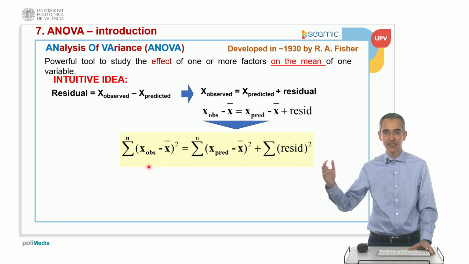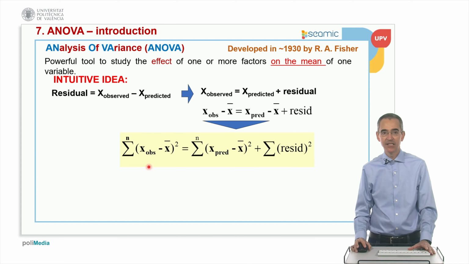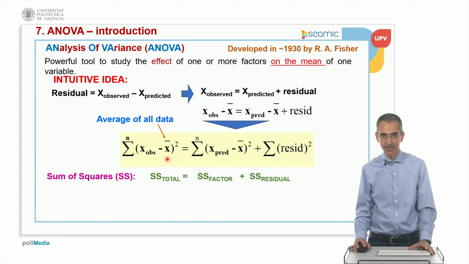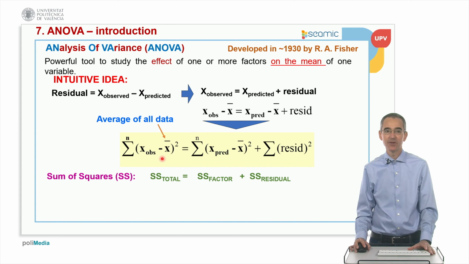Okay, this is not a mathematical demonstration, but this is just an intuitive idea to understand where the formulas come from. Okay, and they come from the basic concept of residual. Okay, so X bar is the average of all data that we have measured in our experiment. So every term has a name. We're summing things which are squared, so we call them sum of squares.